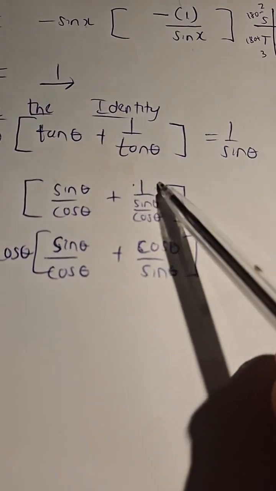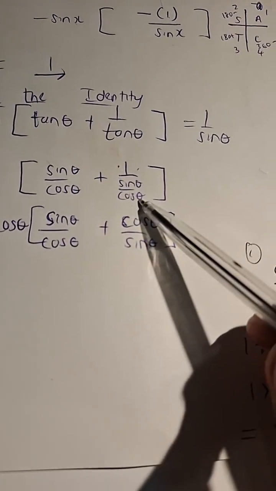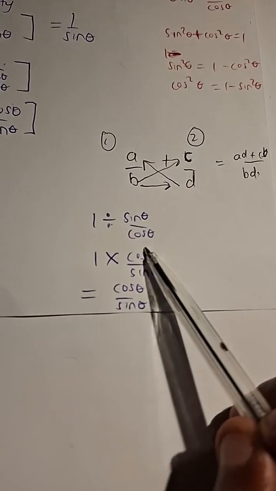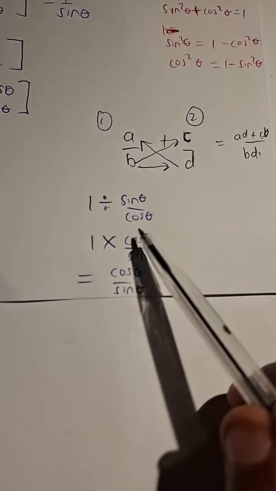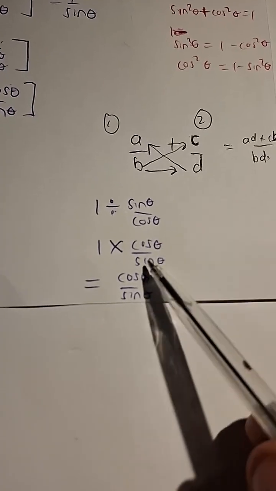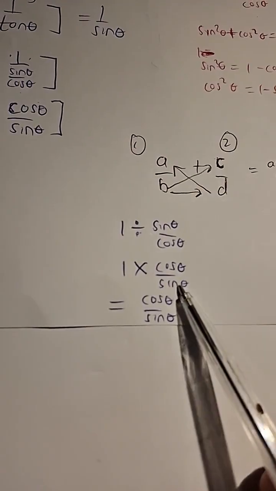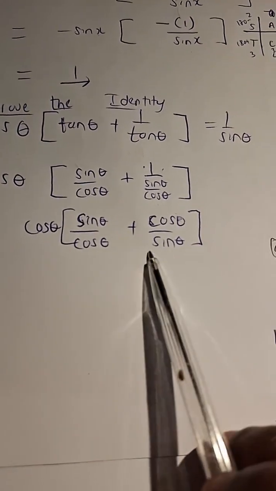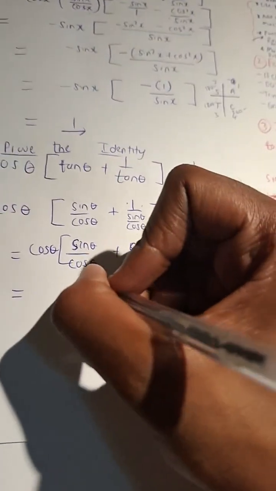Okay, this is like saying 1 divided by sine theta over cos theta. So here it is. I change the divide to multiply. What happens to the second fraction? It becomes cos theta over sine theta. It's like we tip and turn. Then what's 1 times cos theta over sine theta? It's cos theta over sine theta. So there it is, guys. I hope we're flowing together.